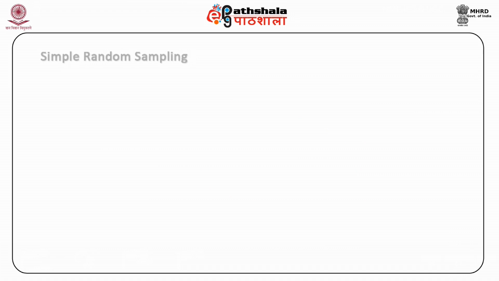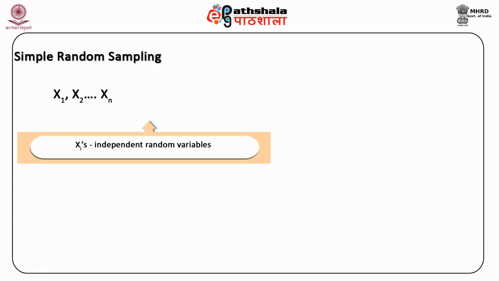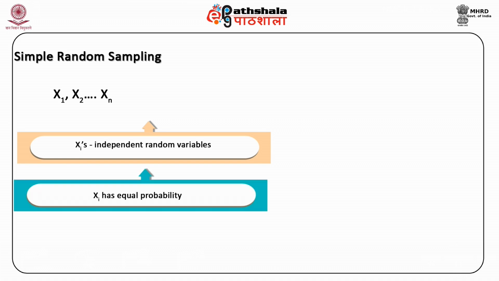Let us start with simple random sampling. It is a method in which each of the samples chosen has equal probability of getting selected. In other terms, the random variables x1, x2, and so on till xn are said to form a simple random sample of size n if the following two conditions are met. A, the xi's are independent random variables. B, every xi has equal probability. If the random variables satisfy these two conditions, they are termed as independent and identically distributed.